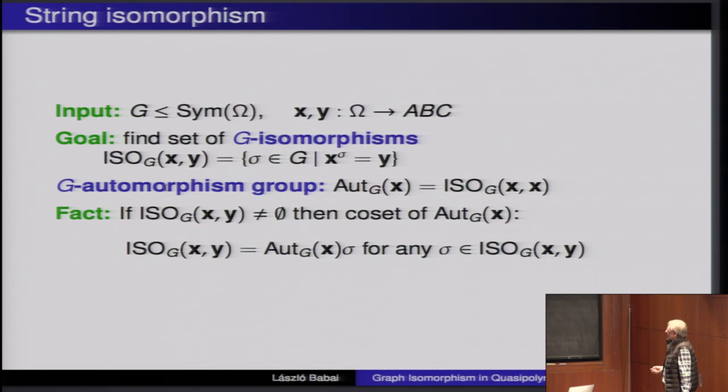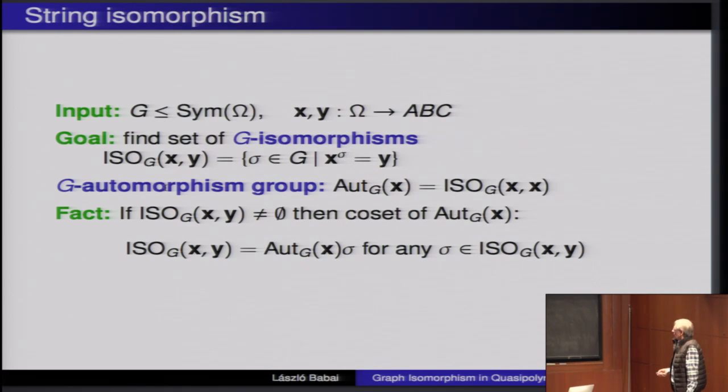Okay. So let me get back again to the string isomorphism problem. Our goal will be not just to solve the decision problem, whether or not 2 strings are G isomorphic, but to find all G isomorphisms. So the set of G isomorphisms is just the set of all those sigma that transform X into Y. The G automorphism group is just the group of isomorphisms of G with itself. And it is an obvious fact that if there is a G isomorphism, so if X and Y are G isomorphic, then the set of all G isomorphisms is a coset of the automorphism group. Okay, so to get any G isomorphism, I can apply an arbitrary automorphism to X, and then follow it by one particular isomorphism.